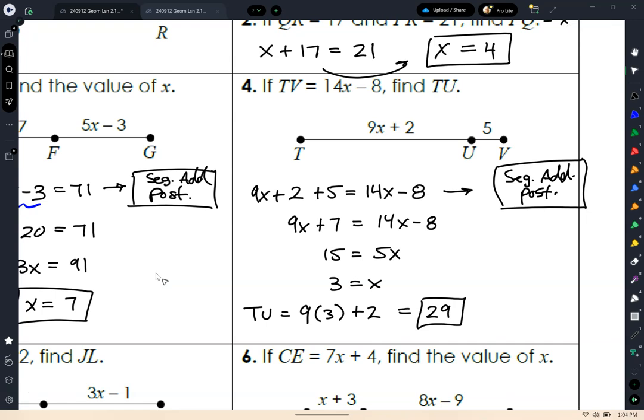Yeah? You're wrong. Yeah, wait, how am I wrong? Wait, what? The answer's not 3, it's 29. Oh, yeah, I got it. Oh, find TU.